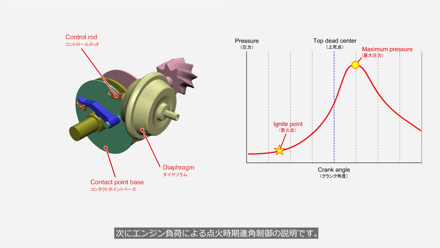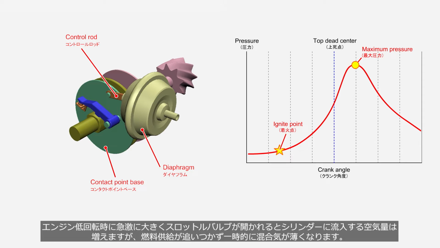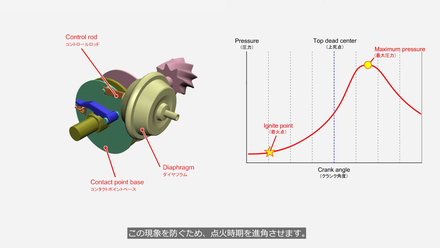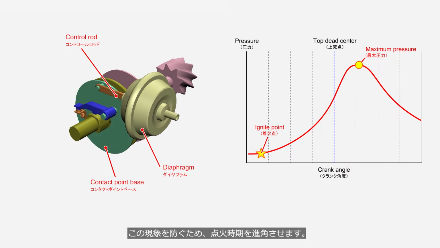Next, let me explain the ignition timing advance control based on engine load. Engine load can be expressed as the throttle valve opening angle. When the throttle valve is suddenly opened wide during low engine speeds, the amount of air flowing into the cylinder increases, but the fuel supply cannot keep up, causing a temporarily lean air-fuel mixture. Due to the time it takes lean air-fuel mixtures to combust, the cylinder pressure reaches its maximum during piston descent, which results in insufficient output.